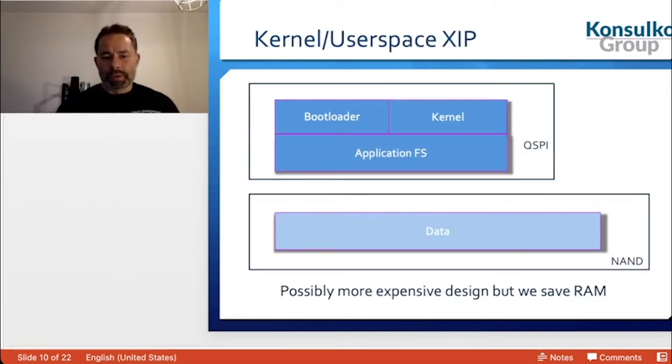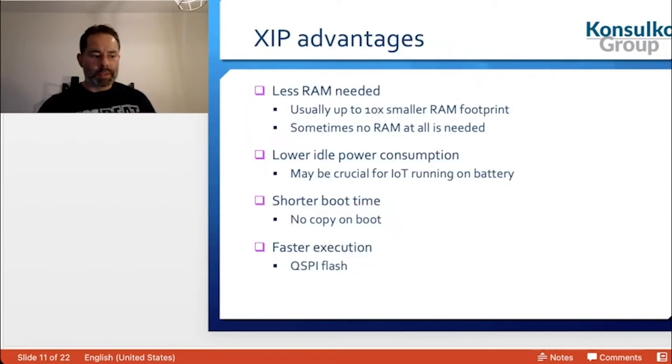In the more advanced one, we can have application file system also residing in the QSPI flash. What's changing is that we obviously have a stricter or stronger requirement for a QSPI flash size. So it has to be bigger. It has to be big enough to have a kernel and application file system. And then we only have data on the NAND. This design may be more expensive, but we also save on RAM because we don't have to copy applications to RAM before executing them.